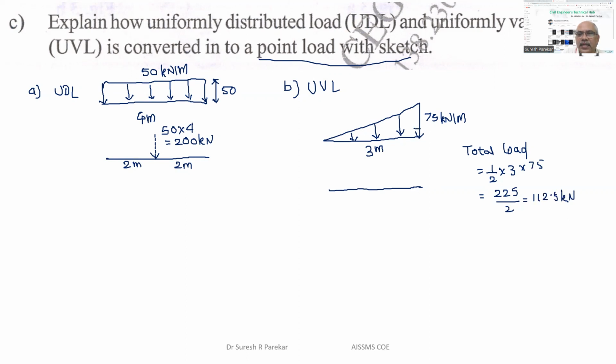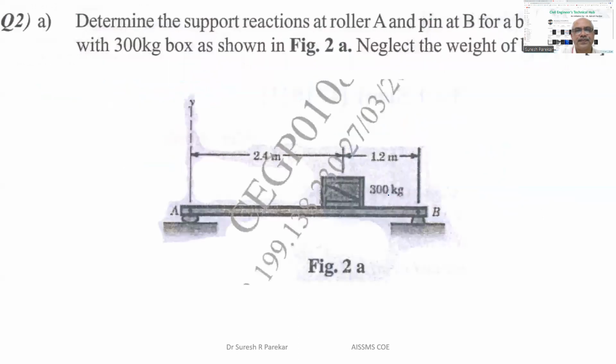Where will it act? The CG of this triangle is at h by 3 from this, meaning the centroid of this triangle will be 1/3 of 3, and that is 1 meter. Therefore, the concentrated load will be considered at 1 meter from right or 2 meter from left, having value 112.5 kilonewtons. So likewise, we can convert it into a point load, only for the purpose of taking moment.